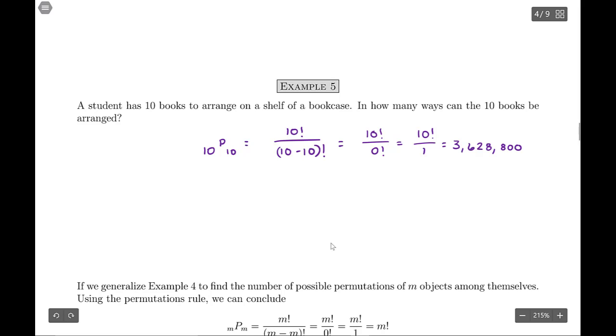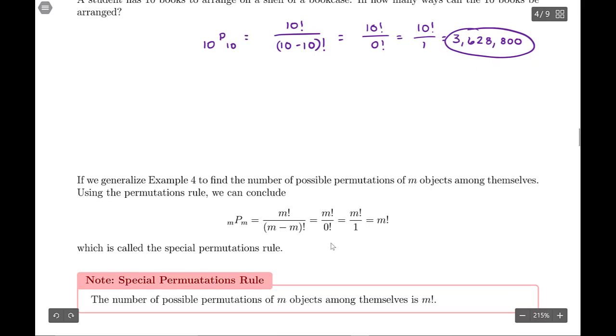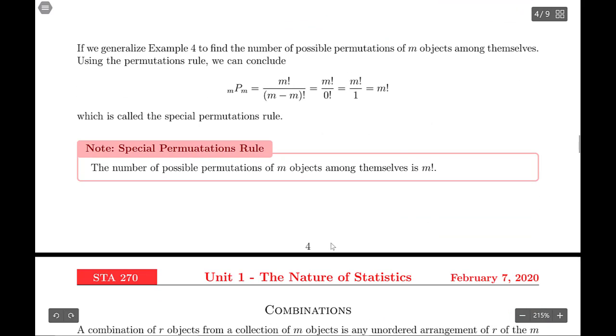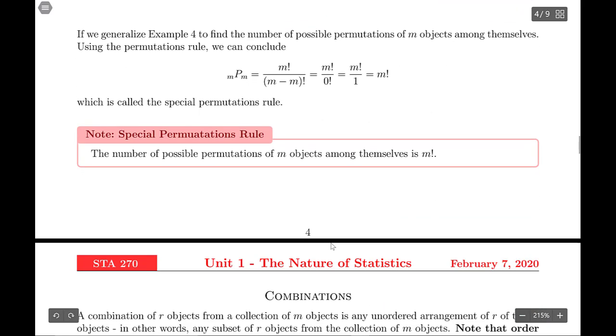And when we simplify this, 10 factorial is 3,628,800. So there are 3,628,800 different ways to arrange 10 books in a unique pattern on a bookshelf. That introduces the special permutations rule. You can see that right here. If we're arranging m number of objects using every single object, it's simply that number of objects factorial.